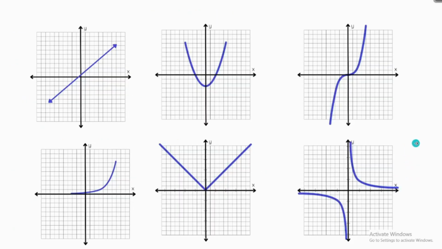This is the graph of all the functions we have. This is the linear function. The linear function is a straight line. This is the quadratic function. It is a squared function. We have a parabola. This is a function of third degree. This is the exponential function. This is the absolute function. This is the fractional function.